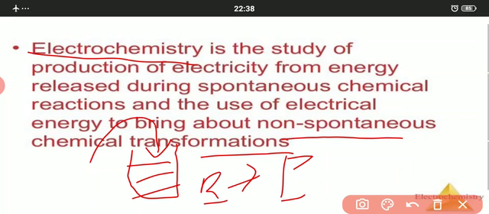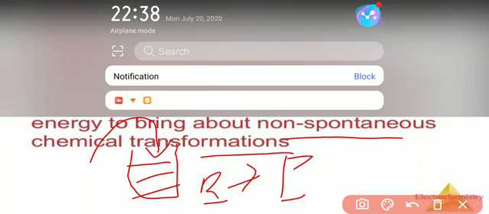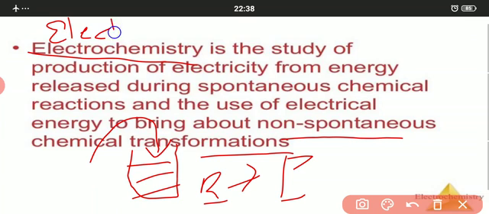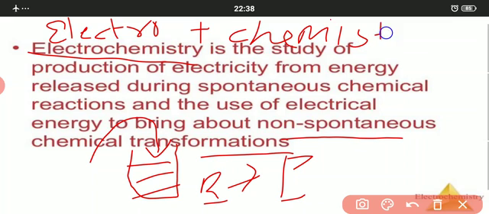So in other words, we can say electrochemistry is electro plus chemistry. Hence, for any chemical reaction, if electricity is used, means if electricity can cause the change in chemical combination or composition, then it is known as electrochemistry.